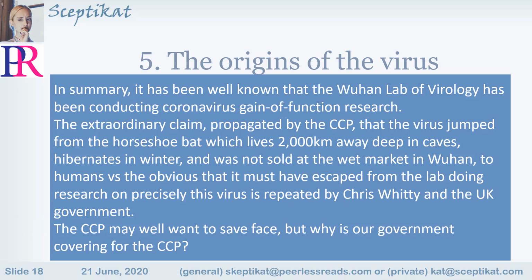Why? In summary, it has been well known that the Wuhan lab of virology has been conducting coronavirus gain-of-function research. The extraordinary claim propagated by the CCP, that the virus jumped from the horseshoe bat, which lives 2,000 kilometers away deep in caves, hibernates in winters, and was not sold at the wet market in Wuhan, to humans, versus the obvious that it must have escaped from the lab doing research on precisely this virus, is repeated by Chris Whitty and the UK government. The CCP may well want to save face, but why is our government covering for the CCP?